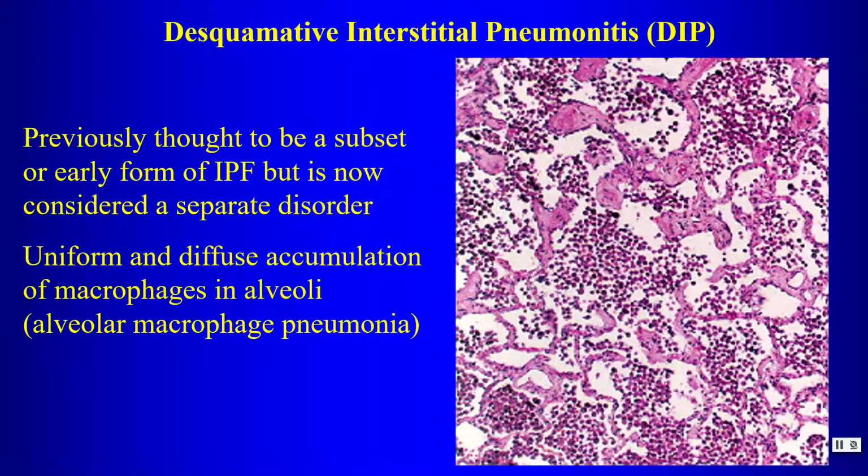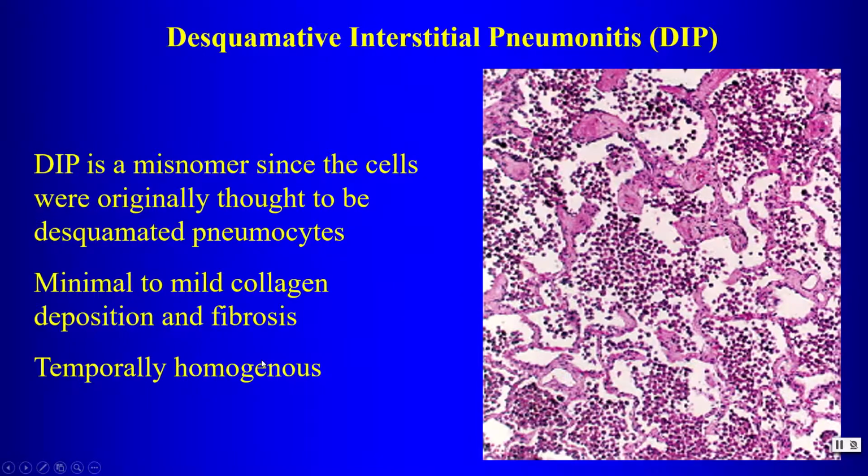So desquamative interstitial pneumonitis results from accumulation of alveolar macrophages in the alveoli, in the air spaces. So this is some kind of immunological reaction to smoking, where you get recruitment of these macrophages into the alveolar air spaces, and that's what results in the ground glass opacity that we see on the CT. So a better, more accurate term for this would be alveolar macrophage pneumonia.